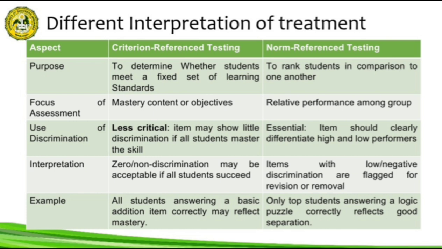So parang accept lang siya if nasa zero or non-discriminating siya because it means na reach nila yung mastery ng content. While sa norm reference testing is that high discrimination is essential for maintaining test validity and fairness in students' ranking. So dapat, the higher the discrimination, the higher yung fairness ng ranking for students.